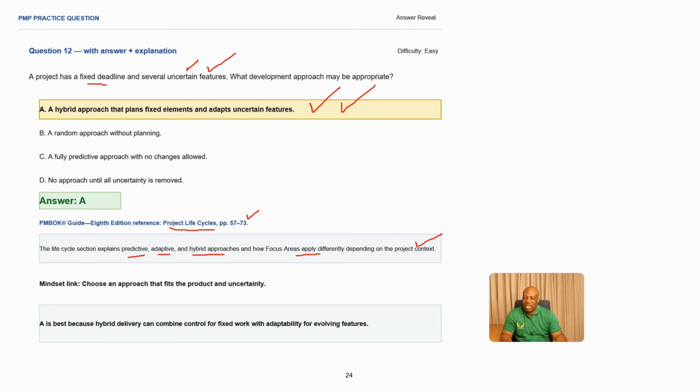So what other mindset did we use to eliminate some of these questions? You need to choose an approach that fits the product and uncertainty. And in this case, only predictive was not going to help here, and also agile was not going to help. Therefore, we decided to go for hybrid, making A the best answer because hybrid delivery can combine both control of fixed and also adapt to evolving features, making A the best answer.